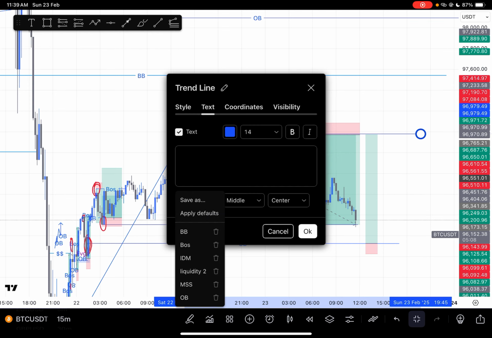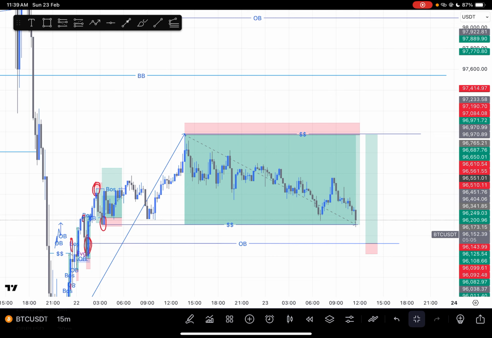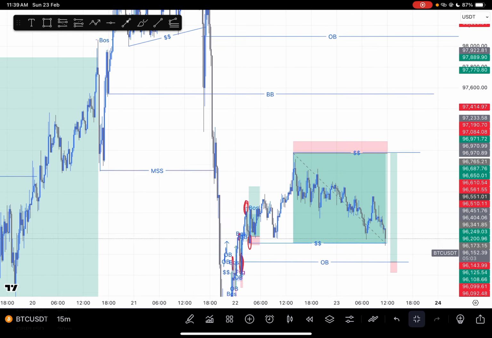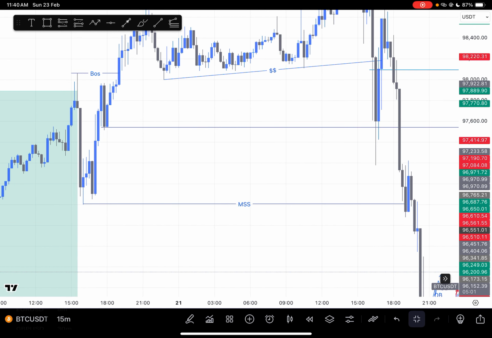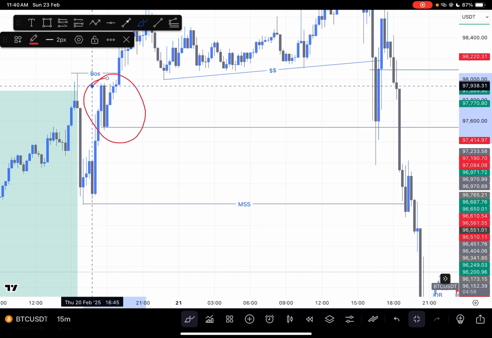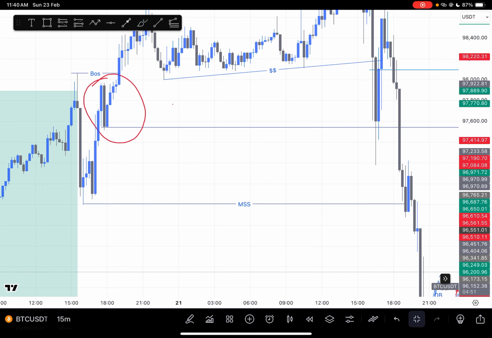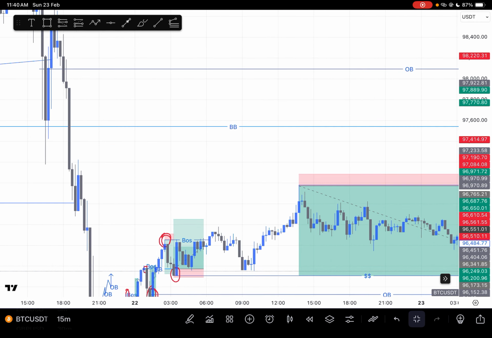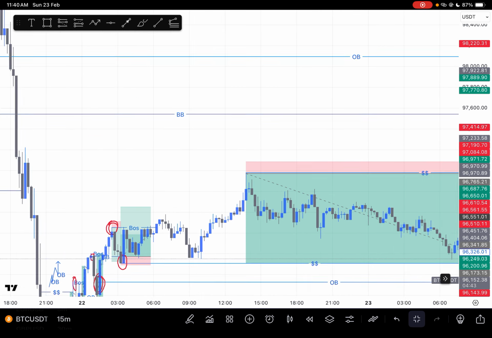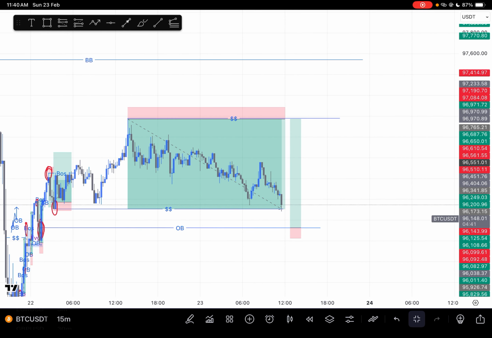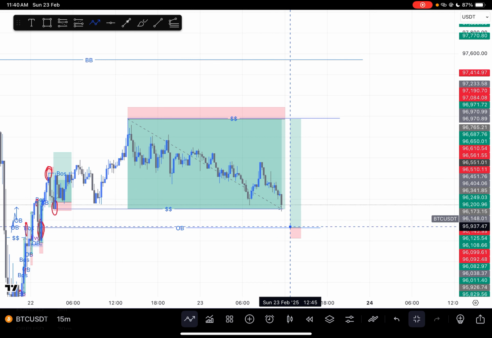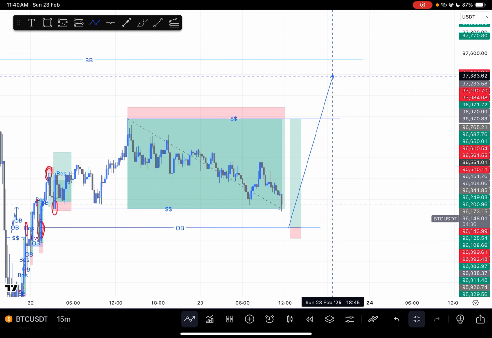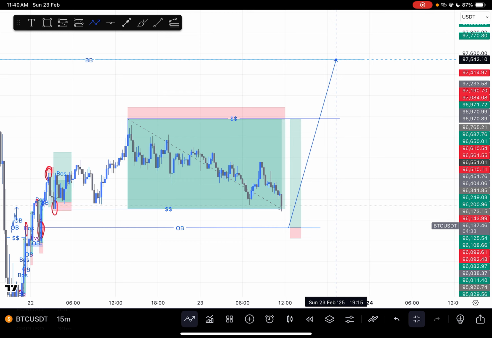I'm using this as my liquidity, or you can also call it inducement. So now, this is an order block also that got violated. If you trace this line back, you will see this order block has automatically turned into a breaker block. That's why I wrote BB on this point. So I'm expecting price now to use this order block from here, then retest on this breaker block.